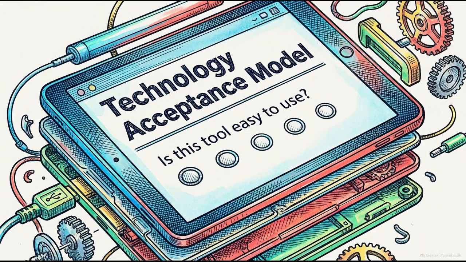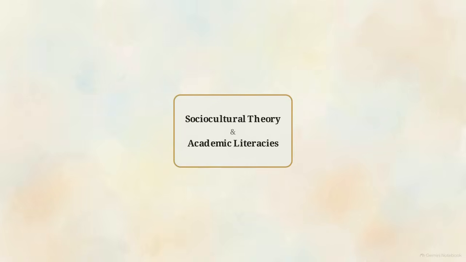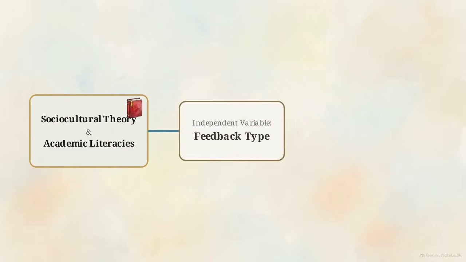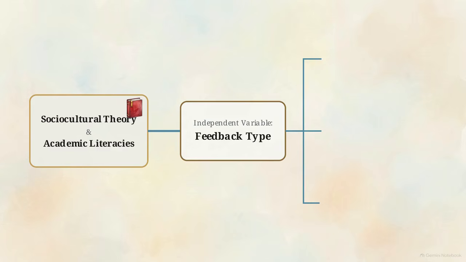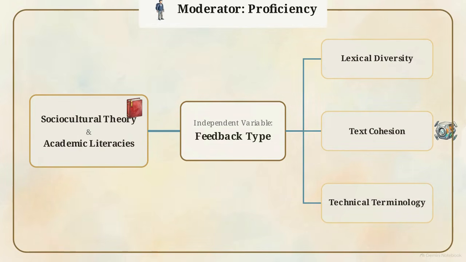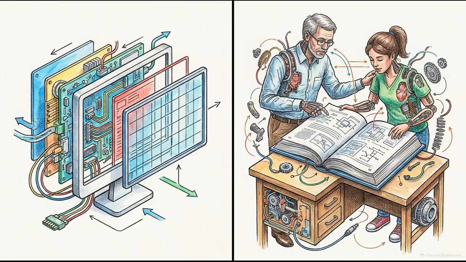Many researchers default to the technology acceptance model, mapping whether students find a tool easy to use. That model cannot measure actual writing improvement. Anchoring the study in sociocultural theory and academic literacies defines AI as a mediating tool. From this foundation, we establish the independent variable, feedback type. We then measure objective dependent variables, lexical diversity, cohesion, and technical terminology, while tracking baseline proficiency as a moderator. Grounding these objective variables in sociocultural theory elevates the study. It moves past a shallow tool evaluation and becomes a rigorous pedagogical investigation.